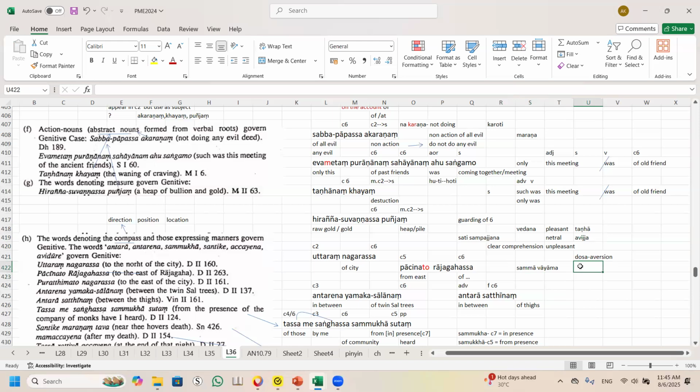Unwholesome, akusala citta. So when it's unwholesome, first what you do is you remove the unwholesome state. After you have removed it, what do you do? You prevent. This is guarding, is preventing.